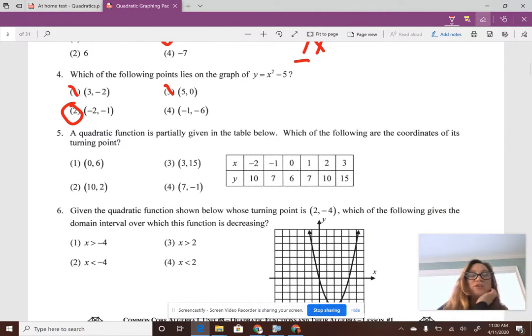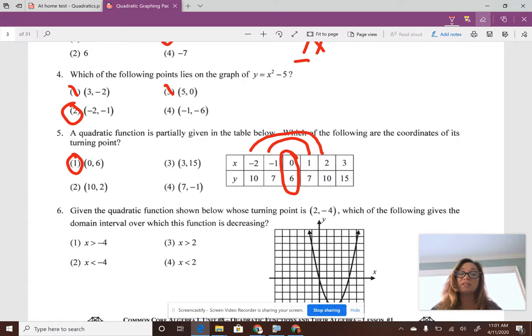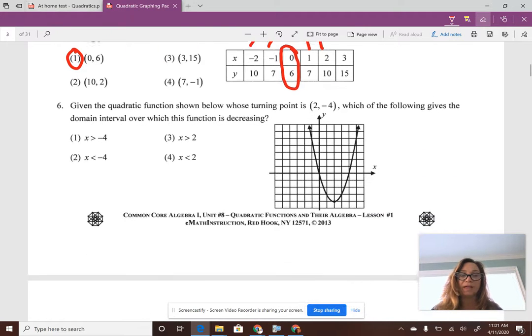Okay. A quadratic function is partly given in the table below. Which of the following are the coordinates of its turning point? Okay, so the turning point always has this symmetry that goes around it. So because I have the 7 and the 7 and the 10 and the 10, the turning point has to be 0, 6. You're always looking for symmetry. Remember line reflections, symmetry? Okay.